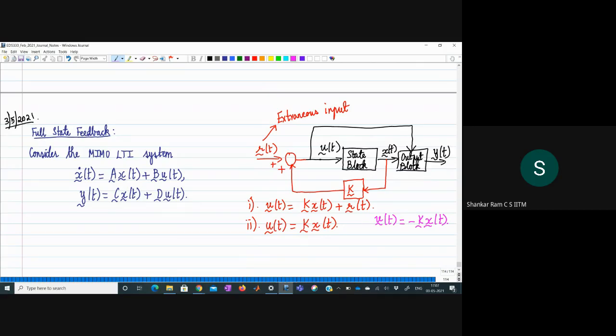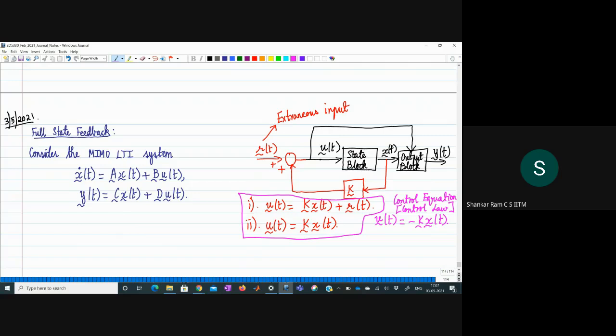In essence, when we use a full state feedback controller, the control equation is going to be of this form, depending on whether we have this extraneous input or not. This is what is called the control equation or the controller equation. Some people will call it the control law, but we will use the term control equation.